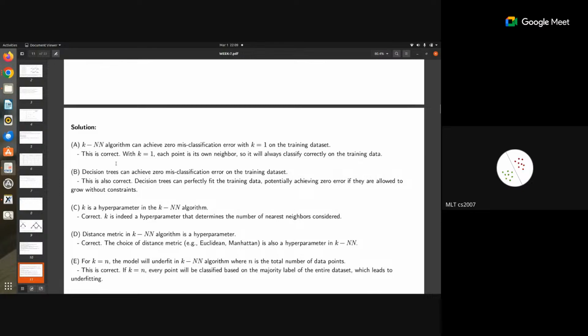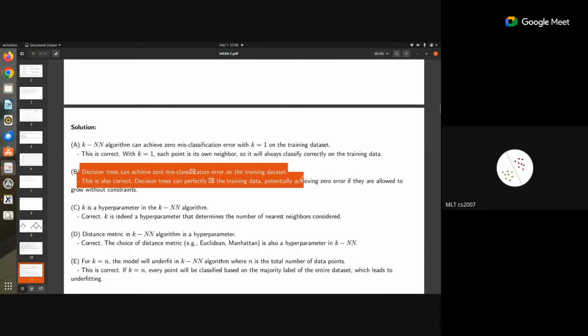For the KNN algorithm, we can achieve zero misclassification error on the training data set. This is correct, right? Yes, sir. B, decision trees can achieve zero. This is wrong, right? No, this is correct. Sorry, decision trees can, correct. What about C?